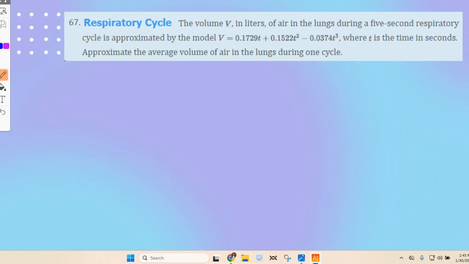What is average value for us? The integral, right? Okay. Now, we do have to read a little bit because it says, what is one cycle? 5 seconds, right? So I'm going from t equals 0 to t equals 5. So I would have 1 divided by 5 minus 0 of the integral of v of t dt, and we're going from 0 to 5.